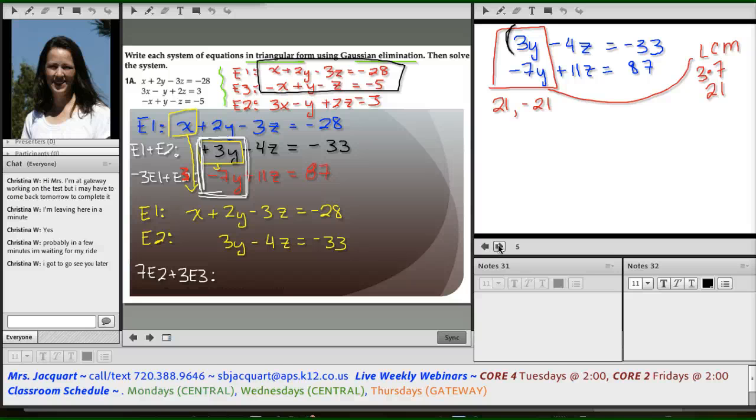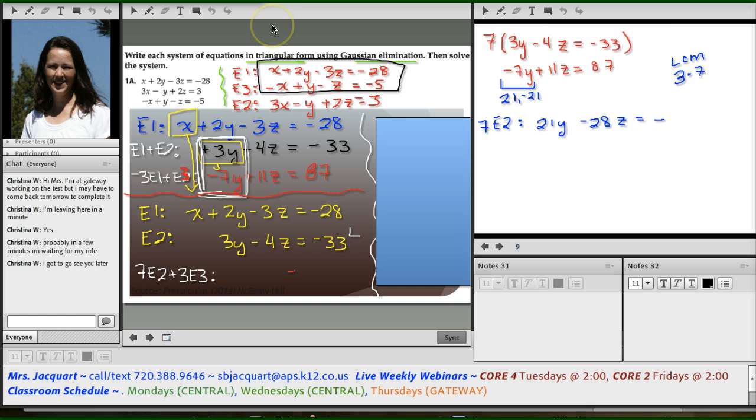How will 3 become 21? Simply if we multiply by 7. So 7 times equation 2 is 21y minus 28z. Okay, so then this is going to be 7 times a negative 33, which is a negative 231. And then we're going to multiply that by 3. So 3 times equation 3.